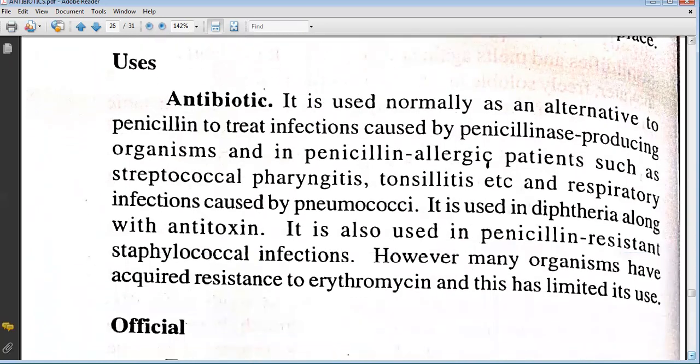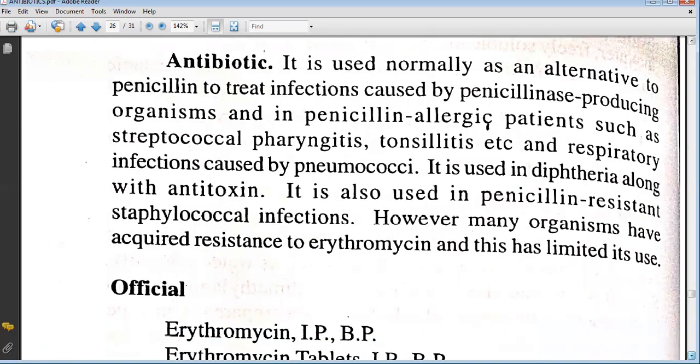It is now used normally as an alternative to penicillin to treat infection caused by penicillinase producing organisms and in penicillin allergic patients, such as streptococcal pharyngitis, tonsillitis, etc., and respiratory infection caused by pneumococci. It is used in diphtheria along with antitoxin. It is also used in penicillin-resistant staphylococcal infection. However, many organisms have acquired resistance to erythromycin and this has limited its use.